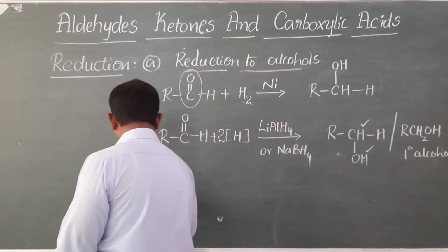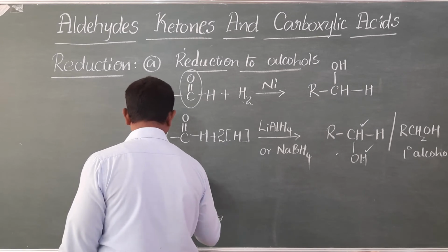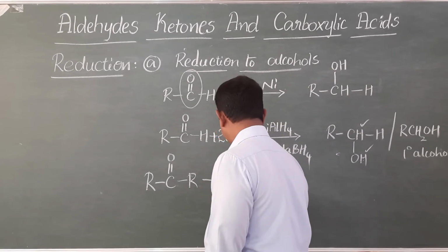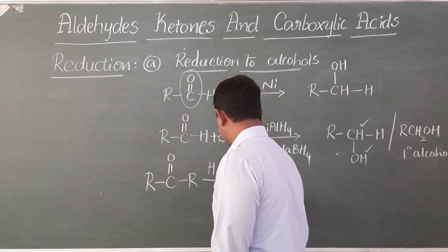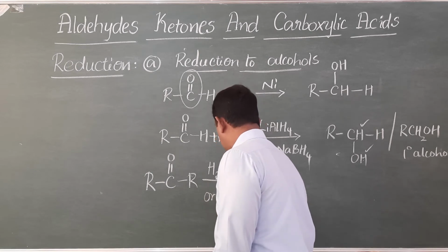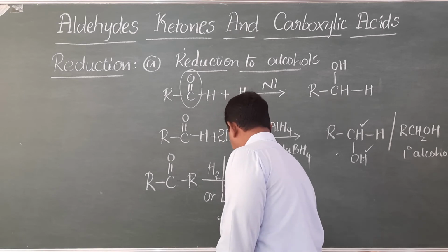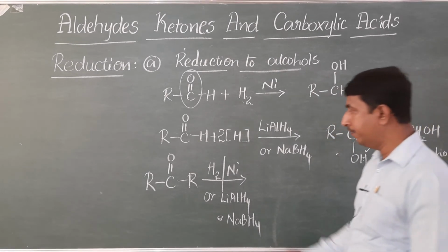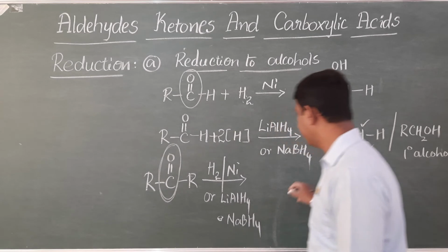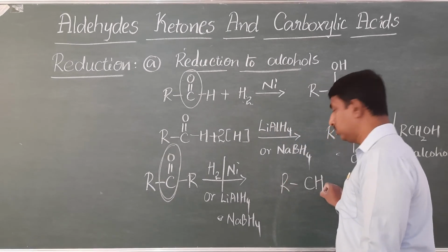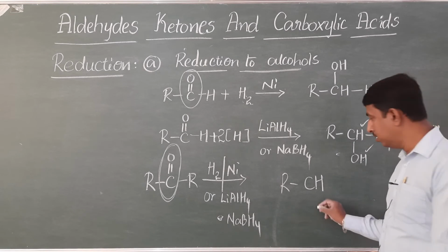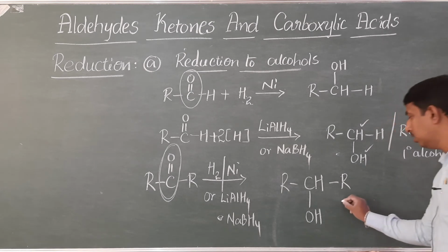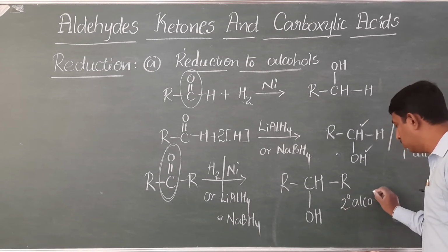See, ketone means on either side we have alkyl groups. It is C double bond O with R groups. When it is subjected to reduction, either by passing hydrogen in the presence of nickel or by using lithium aluminum hydride or sodium borohydride, addition of hydrogen takes place here. One of the hydrogens is added to carbon, giving CH single bond OH single bond R. This is a secondary alcohol.